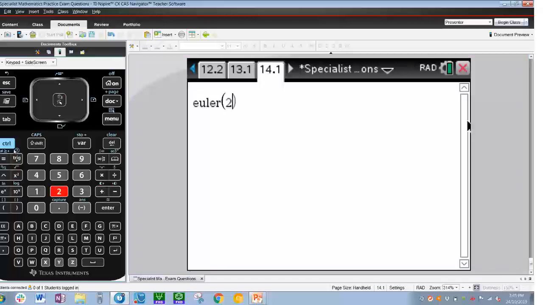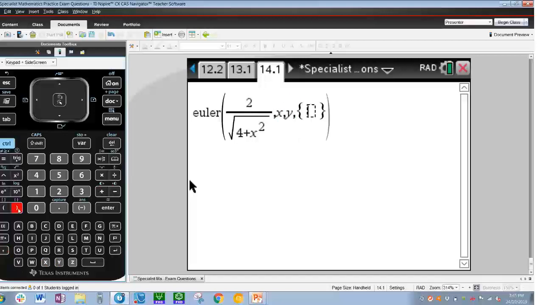Once you do that, you will get dy dx equals 2 over the square root of 4 plus x squared. Now, the notation for this, or the parameters, is dy dx, comma x, comma y, comma, and then use the squiggly brackets, the set notation brackets, control and close the normal bracket. And we start with the initial x value, which was given to us as 0. Then comma, we give it the final x value, which is 0.3.